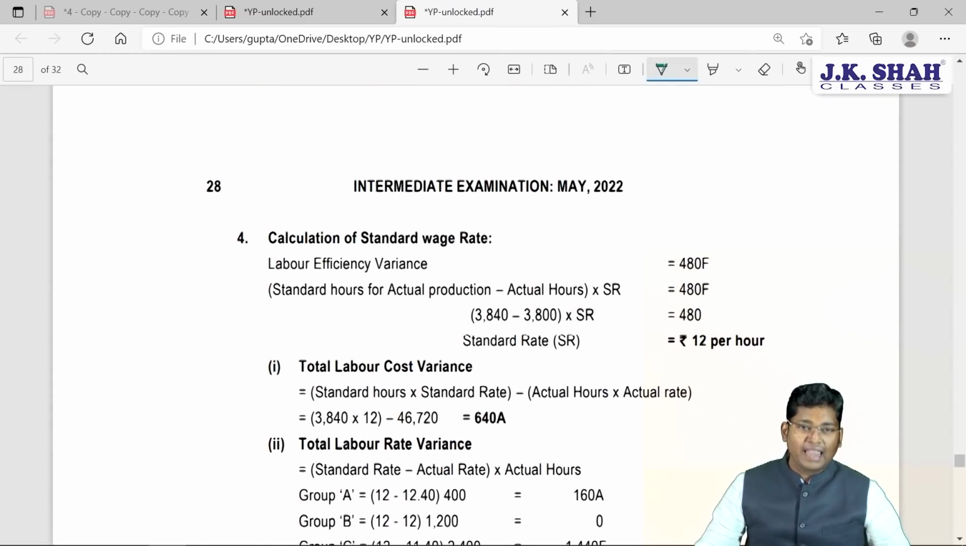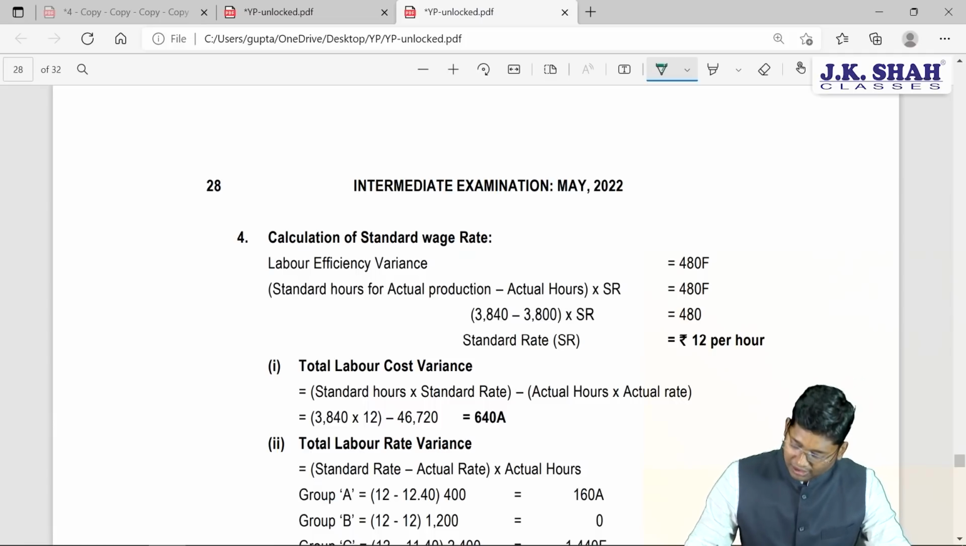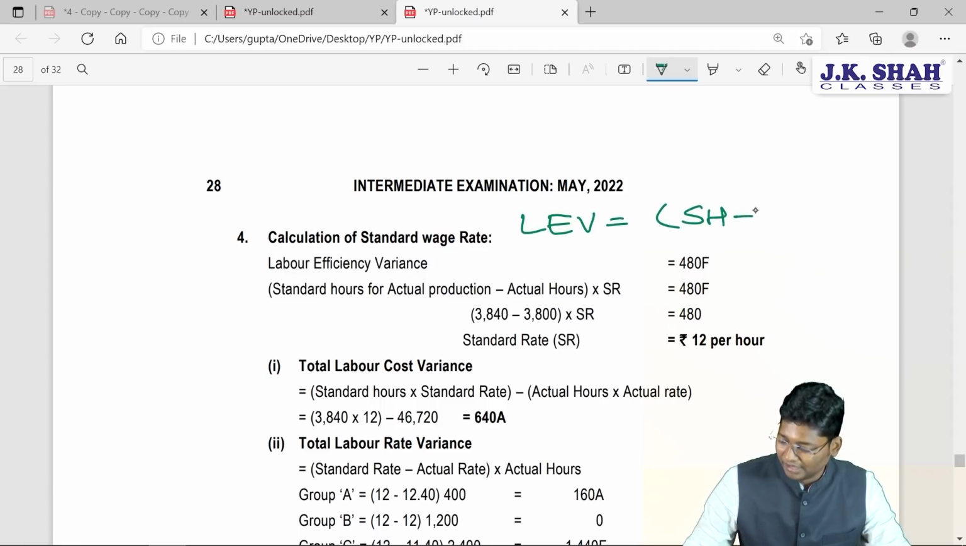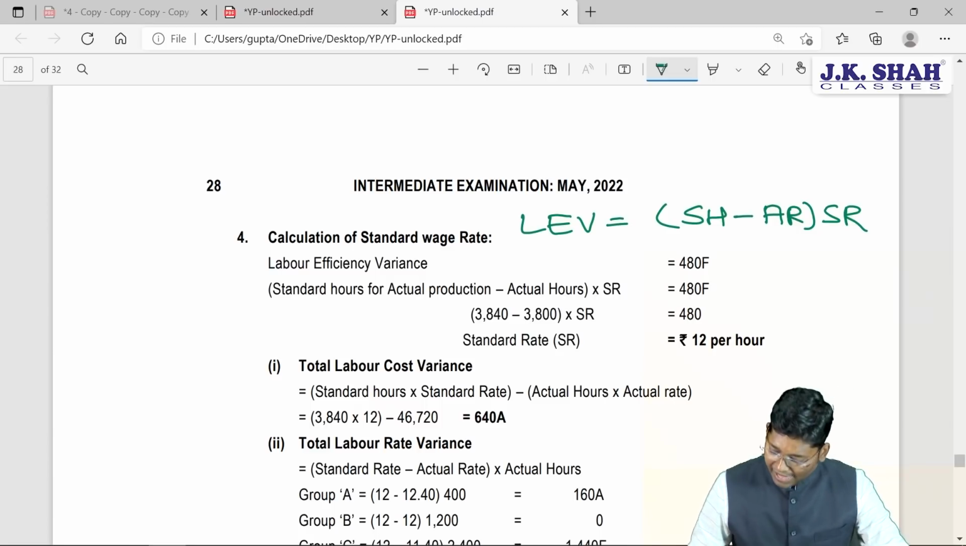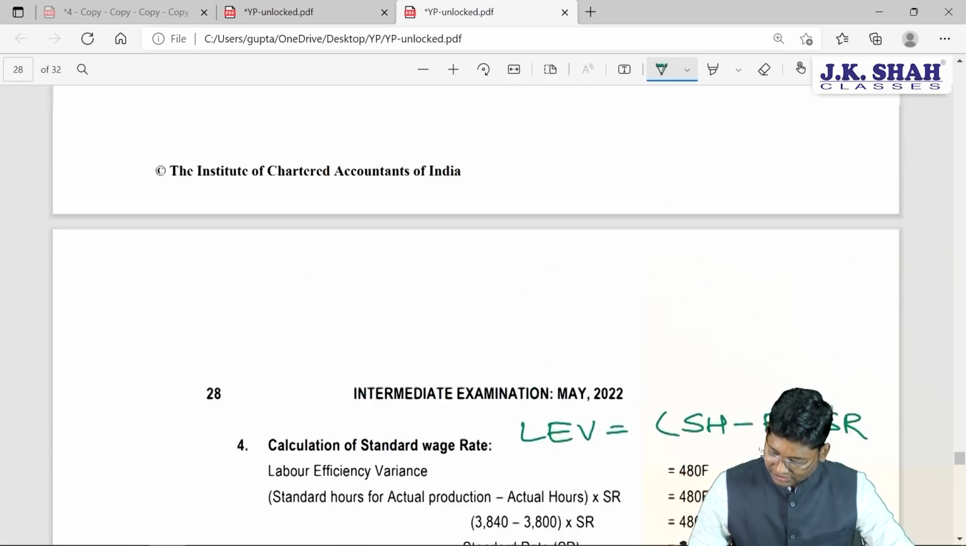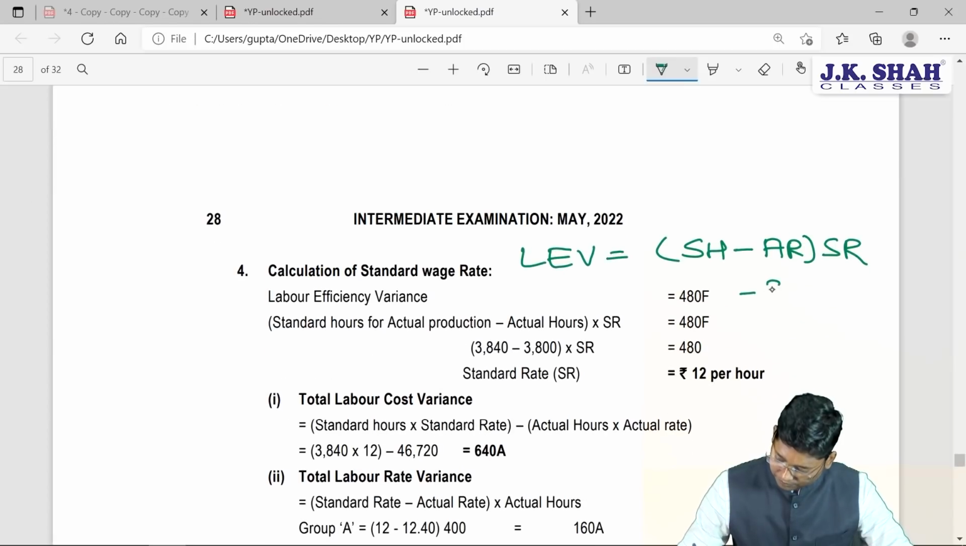Now whenever you are calculating the wage rates and efficiency variances and all, your labor efficiency variance formula says you should compare efficiency by comparing standard hours with actual hours, and then you should multiply them by the standard rate. Your actual hours and standard hours are available with us. Sir, the actual hours we have just now computed are available with us, and actual hours total are 3800, correct?